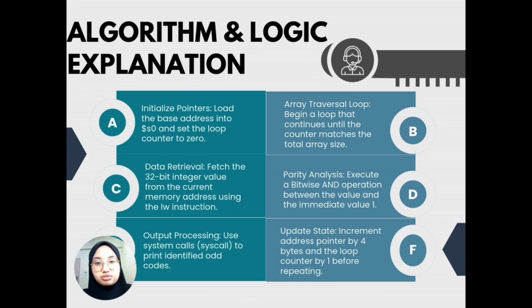Let's look at the logic flow. We begin by initializing pointers, loading the base address of our array into $s0. During the array traversal loop, the system fetches each 32-bit integer using the LW (load word) instruction. The most critical part is the parity analysis. We execute a bitwise AND operation between the value and the immediate value 1. If the least significant bit is 1, the code is identified as odd and sent to output via system calls. If it's 0, the value is bypassed. We then increment the pointer by 4 bytes to move to the next memory slot.